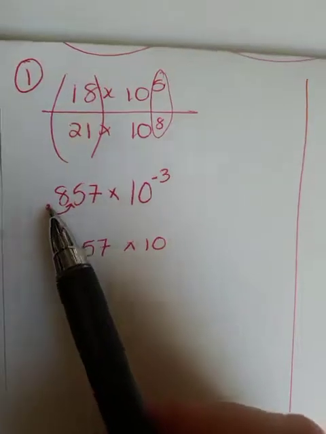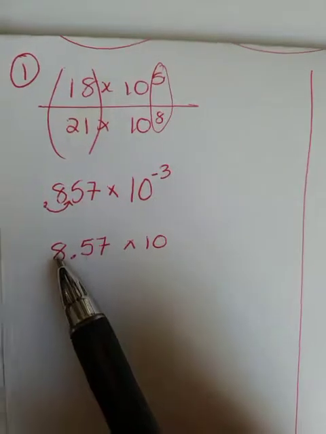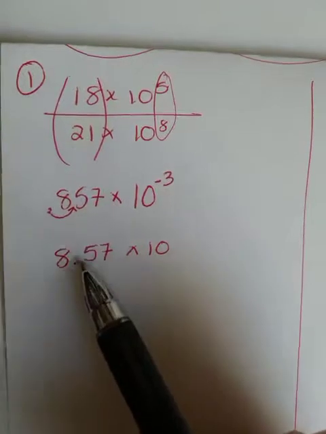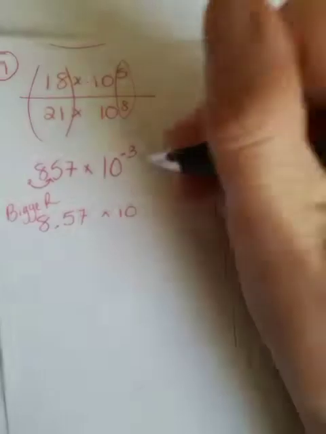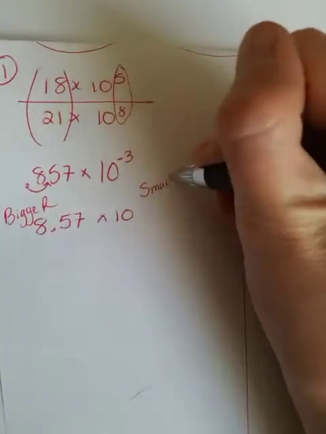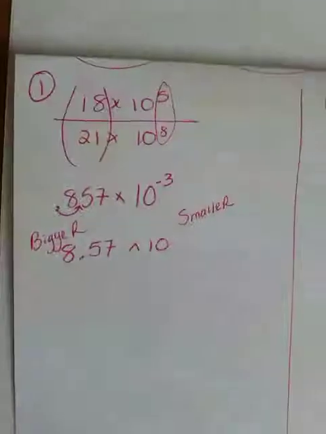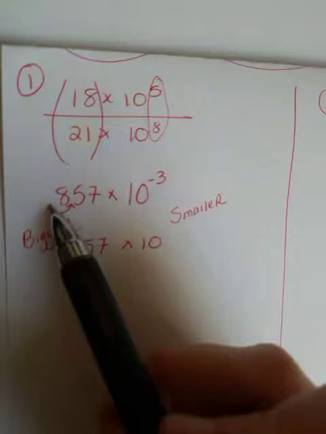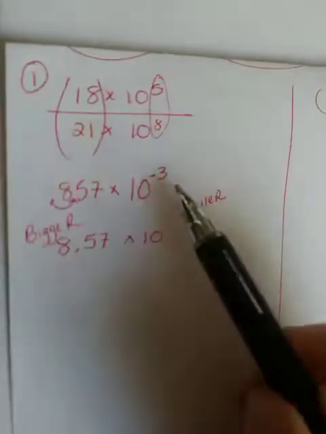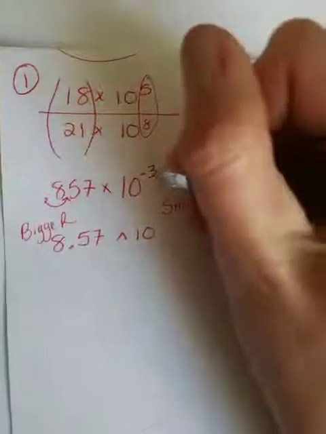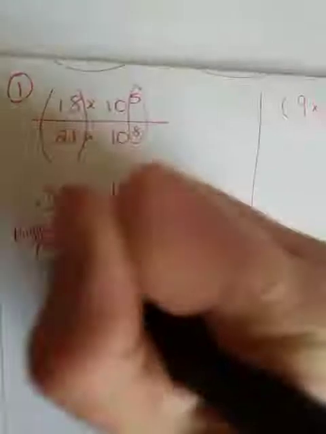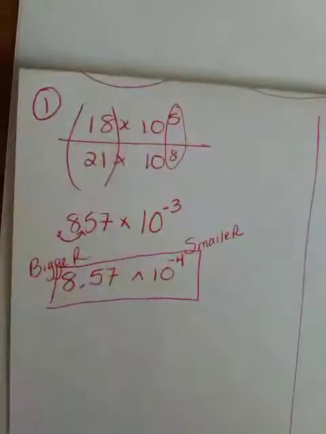But so the number we had here was 0.857. It became 8.57. Hopefully you would agree from 0.857 to 8.57, this number got bigger, okay? So the exponent has to do the opposite. So this one has to get smaller. And what the exponent is depends on how many places you moved it. So I had to move it once. So that means it's going to get smaller by 1 unit. So 1 unit smaller than negative 3 is negative 4. And that is your answer because 8.57 is between 1 and 10.